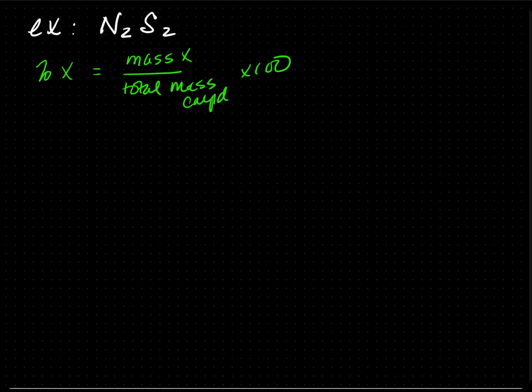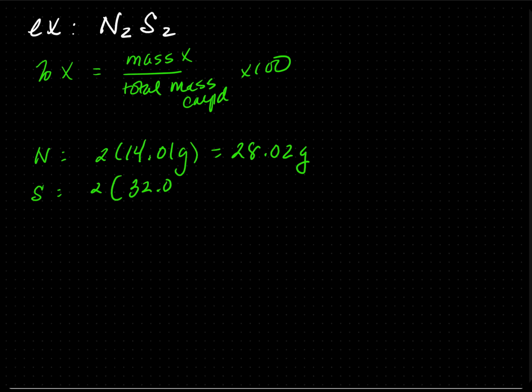So we're going to find the total mass first. For nitrogen, there's 2 nitrogens. Each nitrogen is 14.01 grams, so the total mass of 2 nitrogen is going to be 28.02 grams. For sulfur, we have 2, and each sulfur is 32.01 grams, so this is going to equal 64.02 grams. If I add the 2, that would give me the total mass, which is 92.04 grams. This is the total mass of the compound.